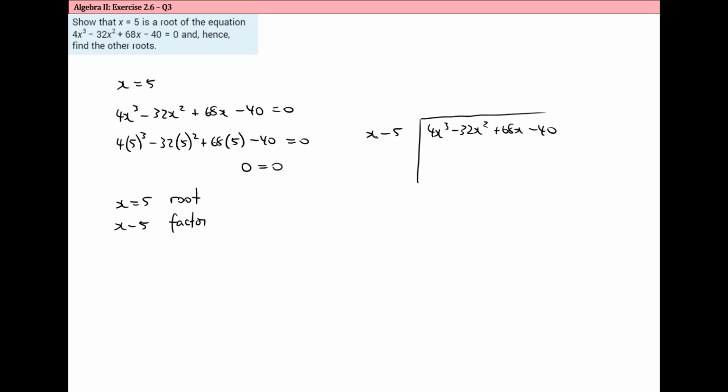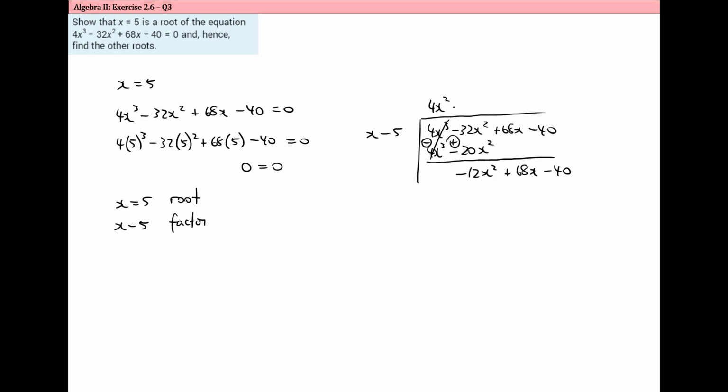So x into 4x cubed goes 4x squared. 4x squared by x goes 4x cubed. 4x squared by minus 5 goes minus 20x squared. We can draw a line underneath and we change both the signs. The first two cancel, and then we have minus 32x squared plus 20x squared is minus 12x squared, and then bring down the 68x and the minus 40.